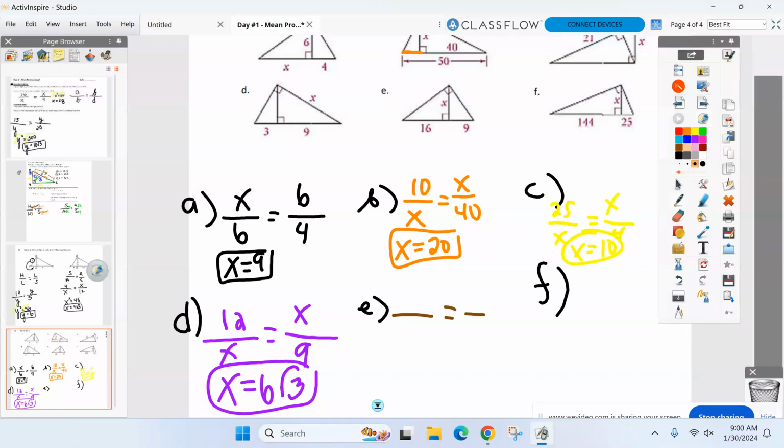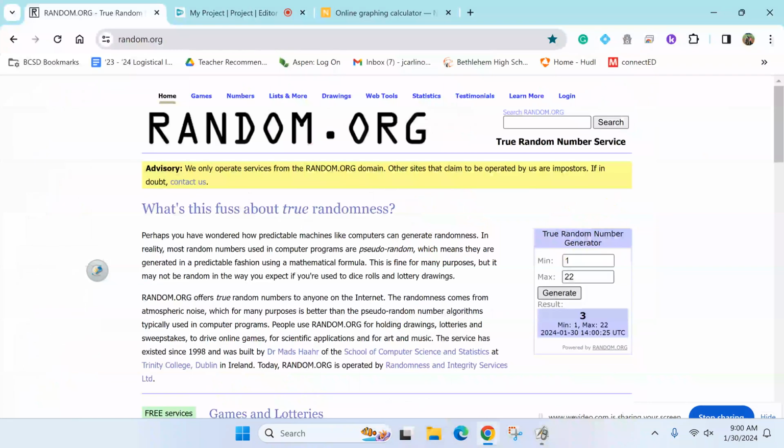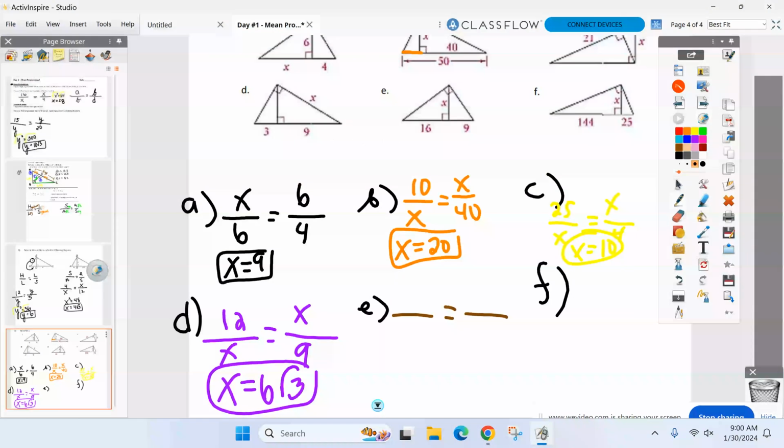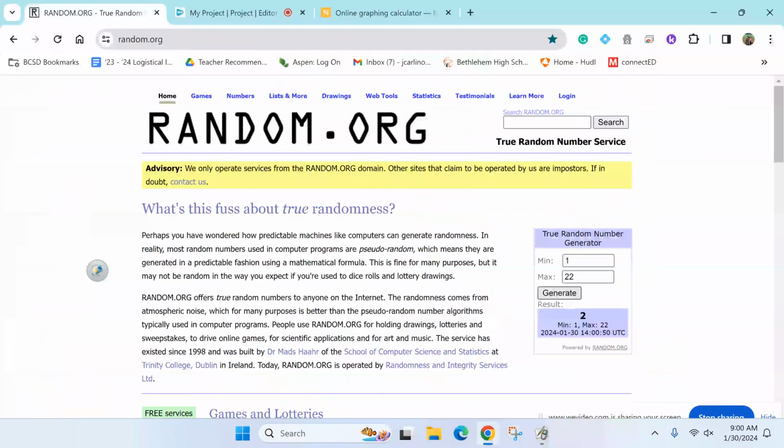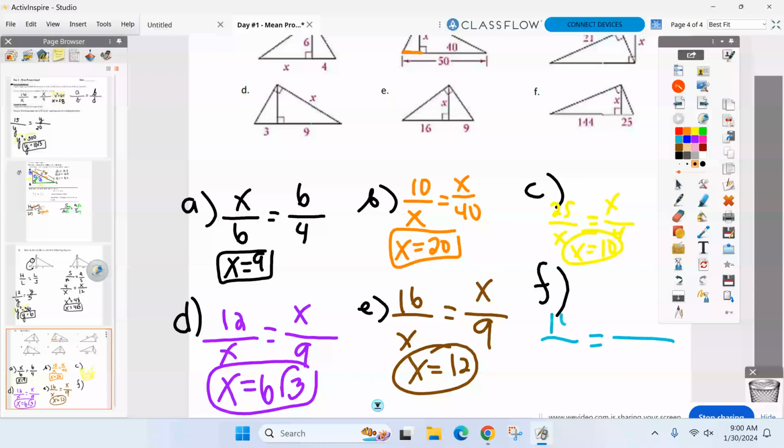E. Norm. 16 for x equals x over 9. You got it. That's a SAS one. And what'd you get for x? 12. Good. Good work. Any issues so far? And then F. Let's finish this off strong before we go to the assignment. Bailey. 144 over x equals x over 25. Yep. And x equals 60. Good.